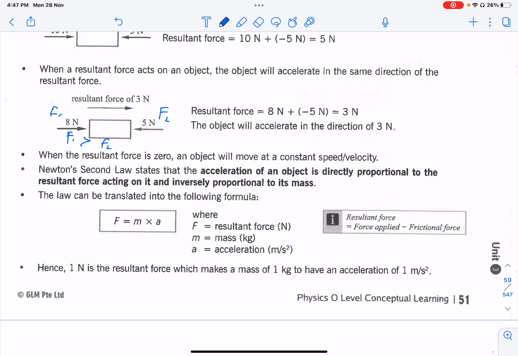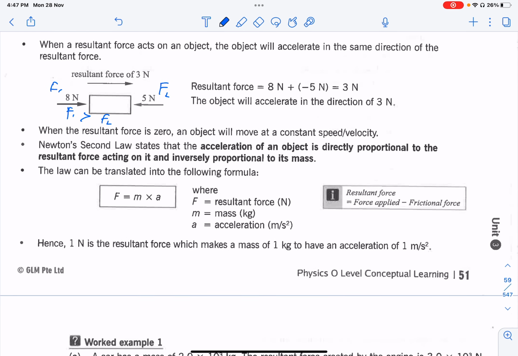When we look at Newton's second law, it states that the acceleration of an object is directly proportional to the resultant force acting on it and inversely proportional to its mass. In a nutshell, it's represented by this equation that you have to remember, which is force equals mass times acceleration, where the SI unit for force is Newton, mass is in kg, and acceleration is in meter per second squared. So force equals mass times acceleration.